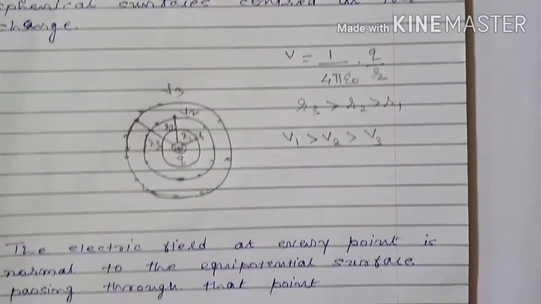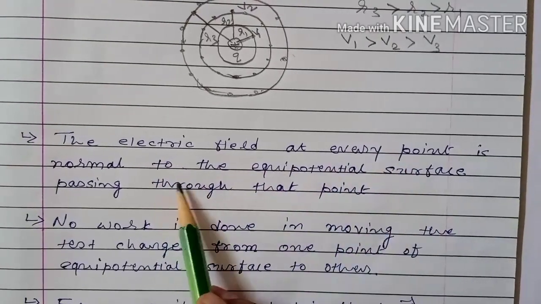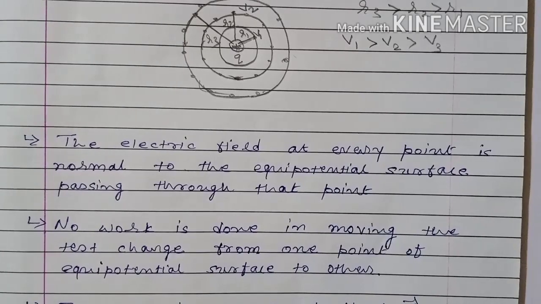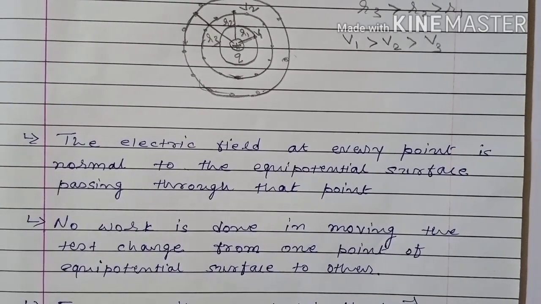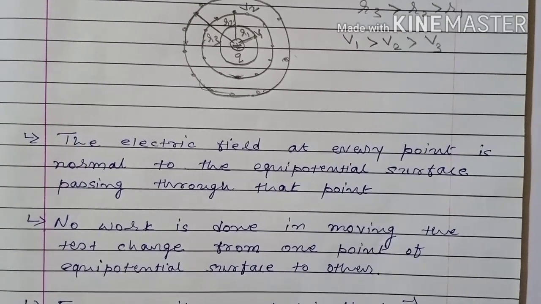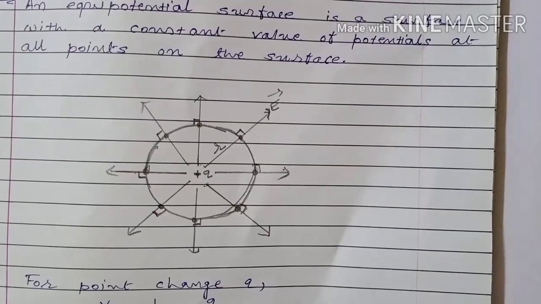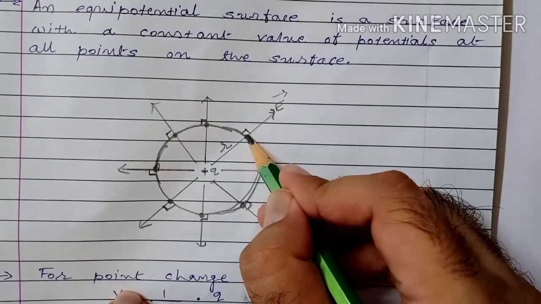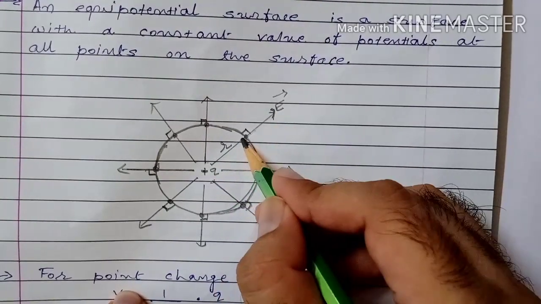Now the electric field at every point is normal to the equipotential surface passing through that point. Already I have shown that in the first figure. Here you can see the direction of the electric field that is going away from the charge.